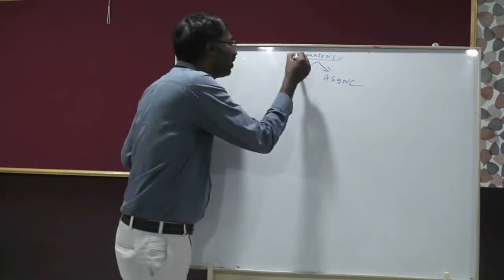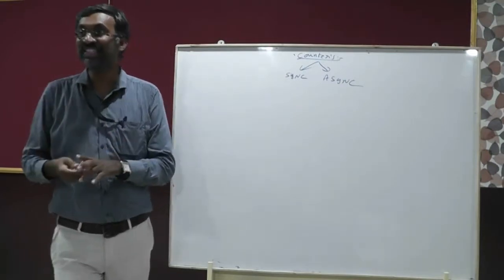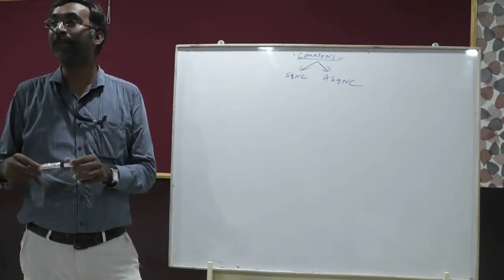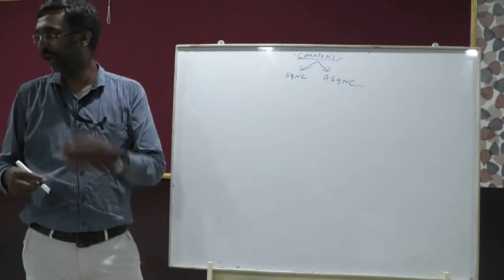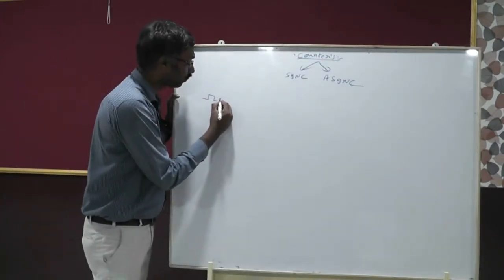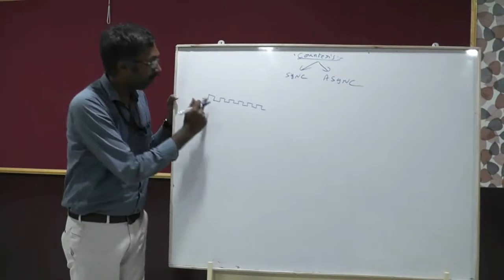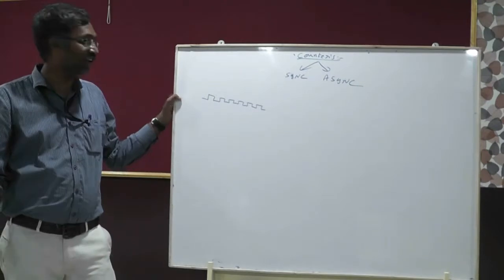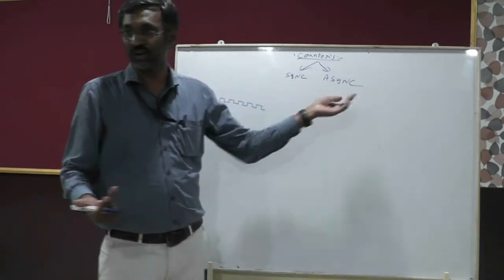So what is the definition of a counter and what are its applications? A counter is a sequential circuit which counts the number of clock pulses arriving at the clock. Again, what is a counter? It counts the number of clock pulses. These are all clock pulses, and the counter counts how many pulses come at the clock signal. That is called a counter. There are two types: synchronous and asynchronous counters.